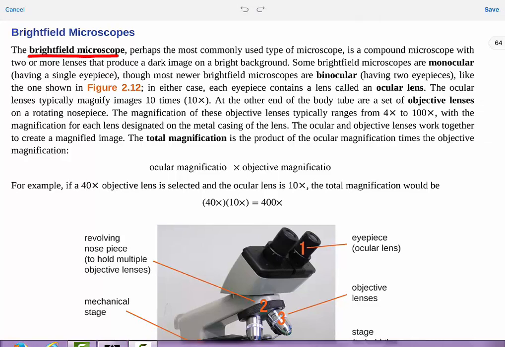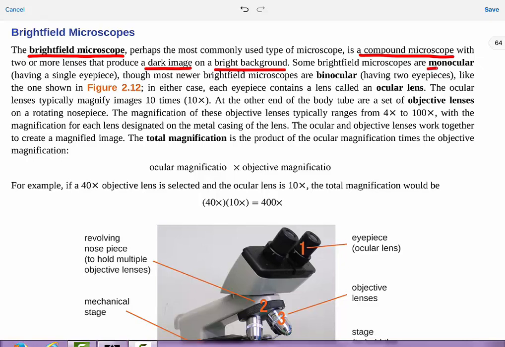The brightfield microscope, which is perhaps the most commonly used type of microscope, is a compound microscope. Remember, a compound microscope is one that has more than one lens. We have the simple microscope, which is a one lens microscope, one of the first microscopes, and then we have compound microscopes, which have two or more lenses. They produce a dark image on a bright background. So in bright field, the field of the area is bright, and the image on it is darker.